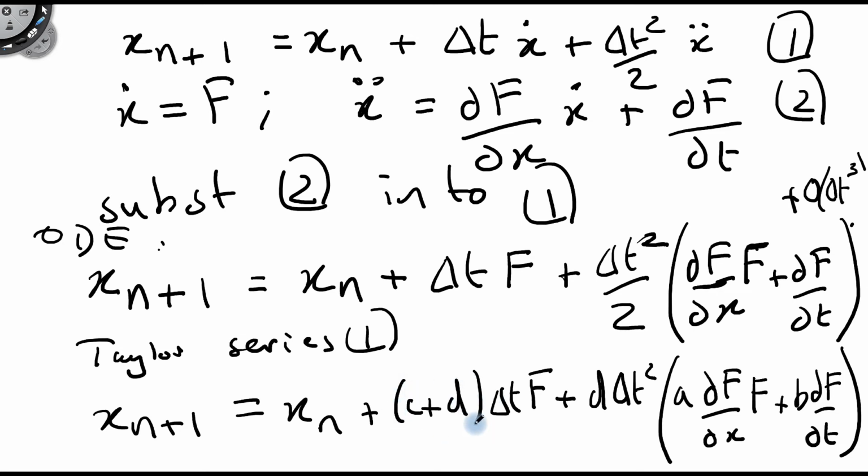So here we can see that c plus d is going to equal 1, right? That little d times a is going to be a half, and little d times b is also going to be a half. Okay, so that's the idea.